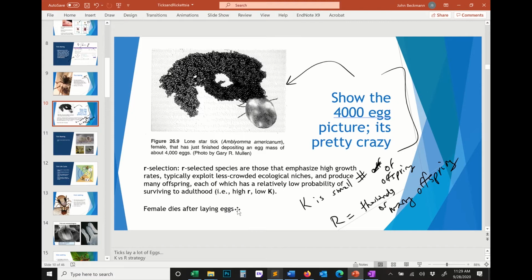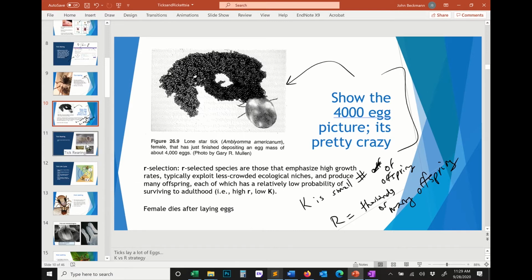And if you think about it, they want to make lots of eggs because their life cycle is very hard to complete. They have to find 3 different hosts and take a blood meal successfully 3 different times and survive through that to complete their life cycle. So it's hard for them to do that, so they definitely need lots of eggs. After the female lays the eggs, she dies.